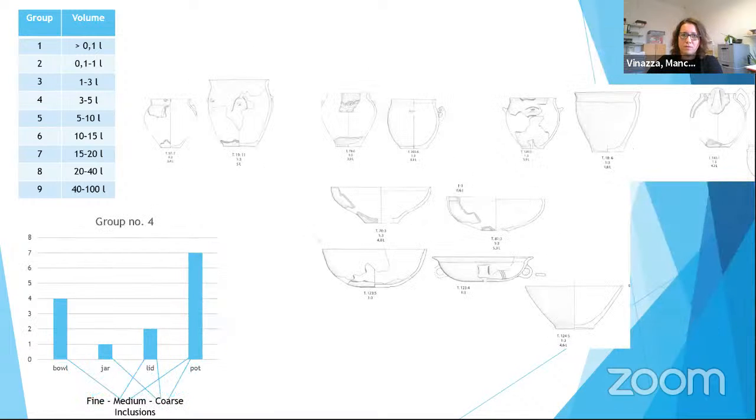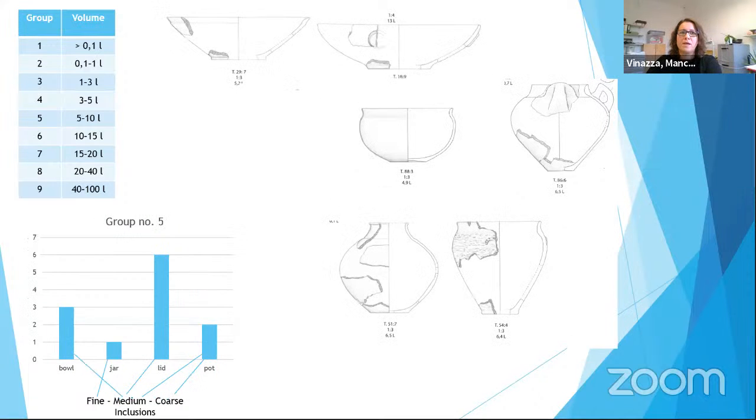From fourth group on, the vessels are not so diverse anymore. We are talking about pots, bowls, jars, and lids. Pots have barbotine on outer surface. The bowls are polished on both sides. These vessel group functions were cooking, short-term storing, food processing, serving, and eating.